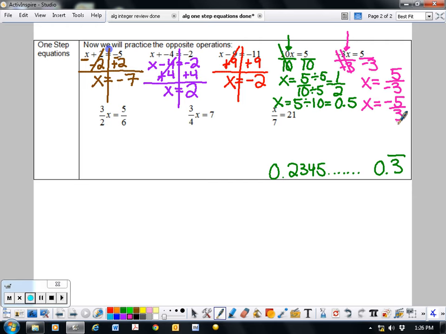And so I like having my negative on top because, in other words, if I put it on the bottom, I tend to forget about it. So that's just what I do.